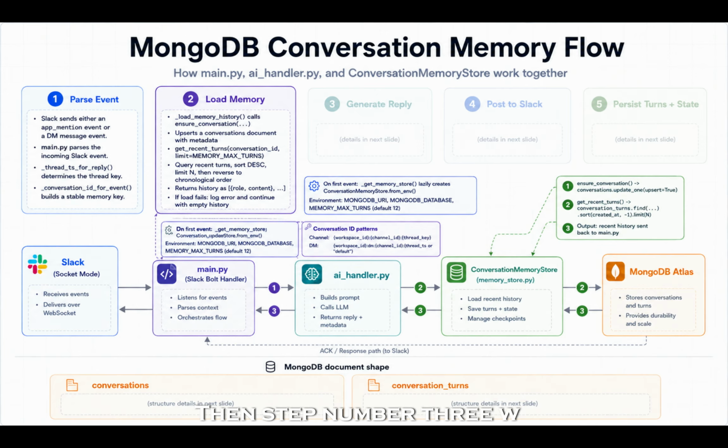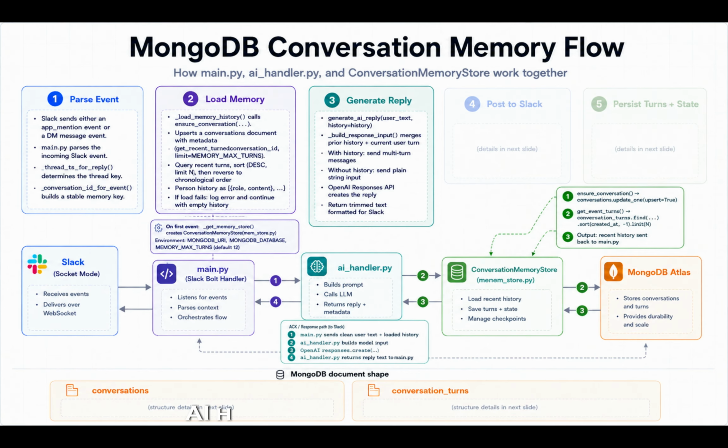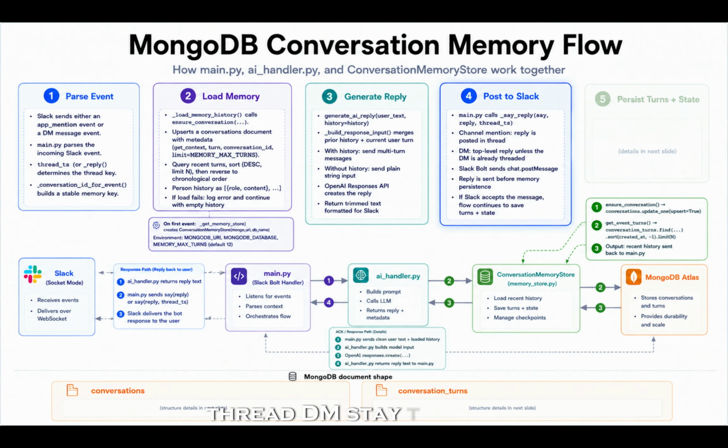Then in step number three, we clean the text and history and go to generate the AI reply. ai_handler.py merges the history with the current message, calls OpenAI and returns Slack-ready text. Finally, we post to Slack using the say reply through Bolt, before any database write. Channel mentions go into the thread. DMs stay top level unless already threaded.